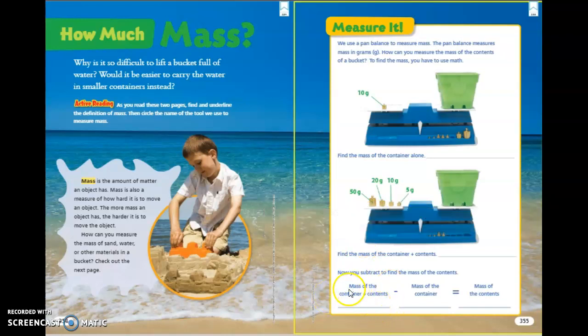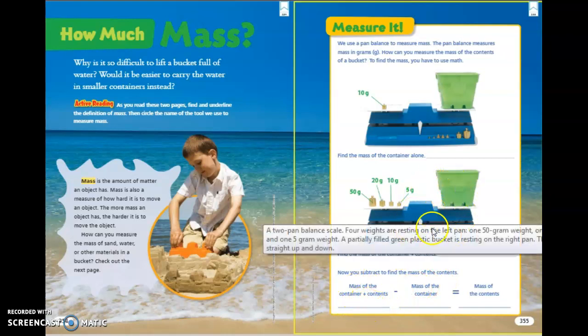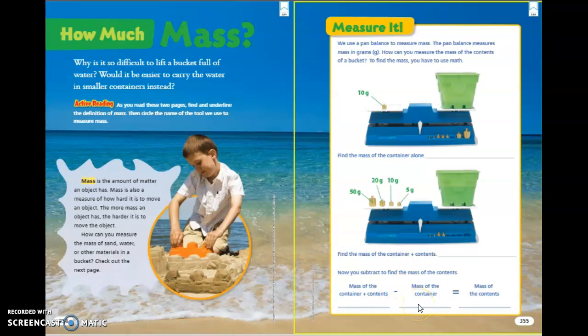85 grams. It says now you subtract to find the mass of the contents. So if this is 85 grams for this container plus contents, and the container weighed 10, you'd go 85 minus 10, and you can figure out the mass of the contents. Go ahead and pause the video and try to figure that out. 85 minus 10. The mass of the contents weighed 75 grams. Nice job.